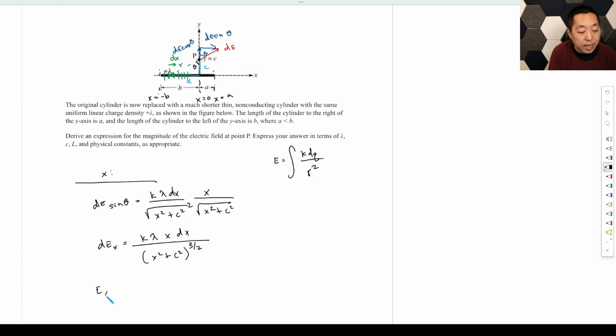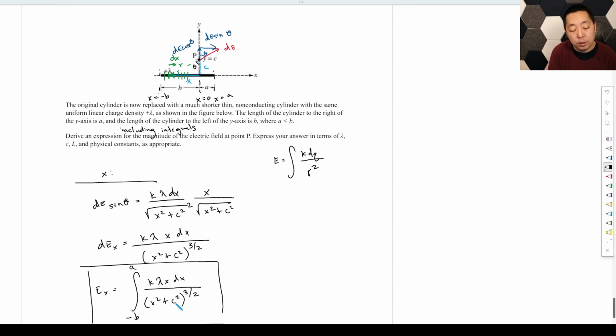So the electric field in the x component is going to be the integral from negative b to a of k lambda x dx over x squared plus c squared to the 3/2. I should have done an expression including integrals. You don't have to evaluate the integrals. This is supposed to set up the integral, but you can see how tricky this is going to be. This integral is solvable, but that's not necessarily the scope of this one. You can do a u substitution if you really wanted to.